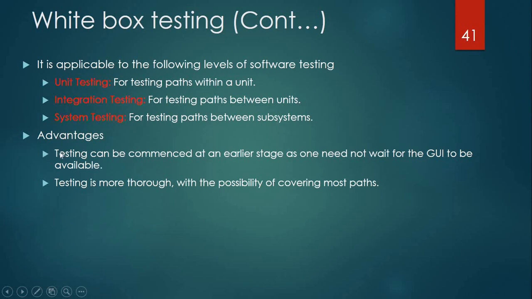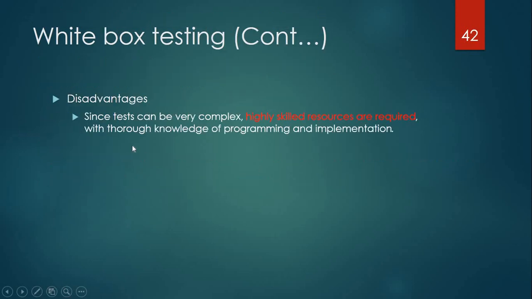Some advantages of white box testing are: testing can be commenced at an earlier stage, as one need not wait for the GUI to be available. If we do not have a GUI available, we can still check, because we have to check the internal workings. On the other hand, black box testing cannot be done without a GUI, because only with a GUI can he or she interact with the system. Testing is also more thorough, with the possibility of covering most paths. And the disadvantages of white box testing: since tests can be very complex, highly skilled resources are required, with thorough knowledge of programming and implementation. This is a very important thing, so that's why this is a disadvantage of white box testing.